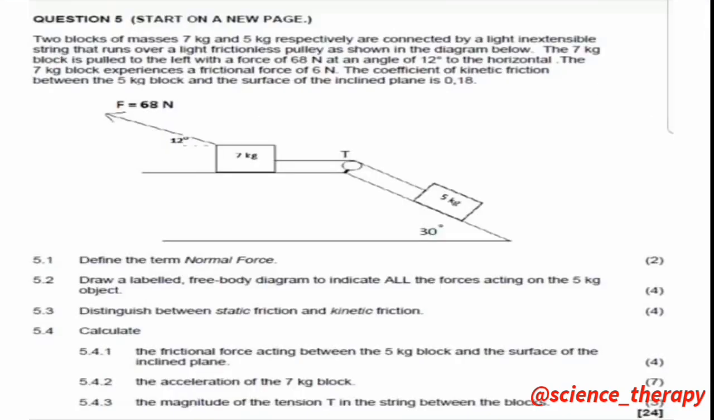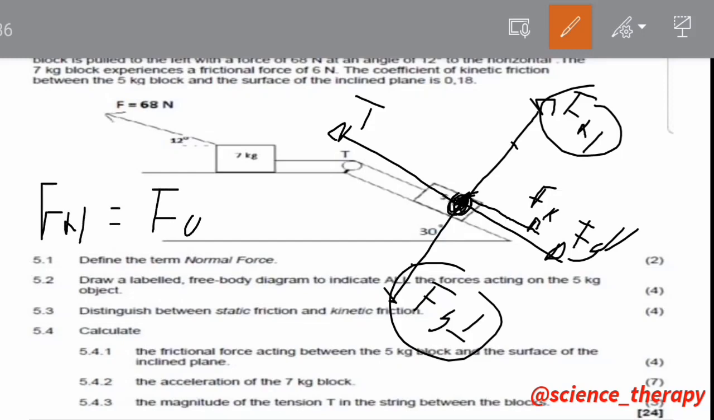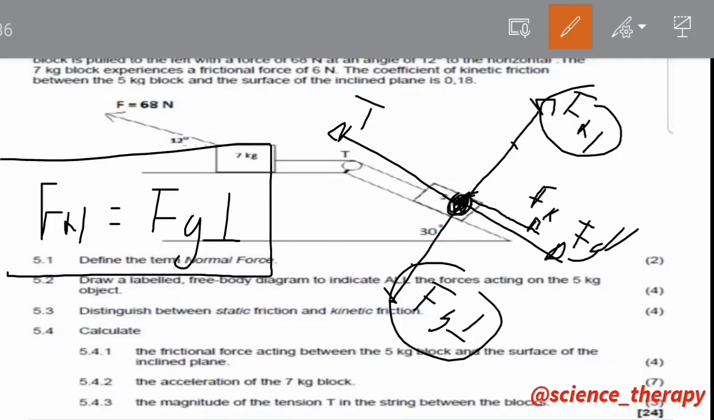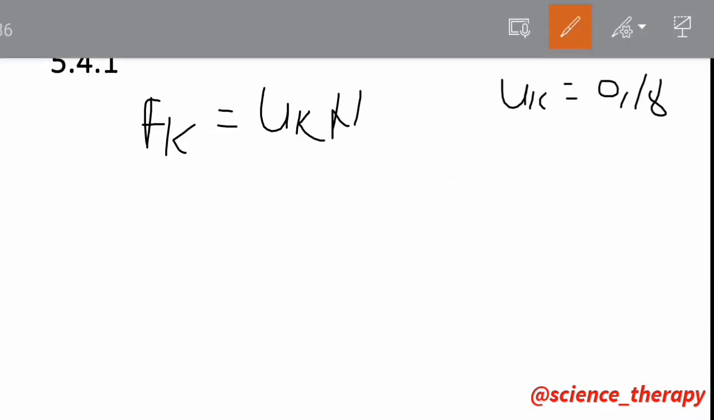Now, if we look at our free body diagram, we have to calculate the normal force. The normal force here, we can see that it is equivalent to the Fg perpendicular. So always note that whenever we are on an inclined surface, the normal force is equal to Fg perpendicular. Meaning in this case, we have normal force is equal to Fg perpendicular.